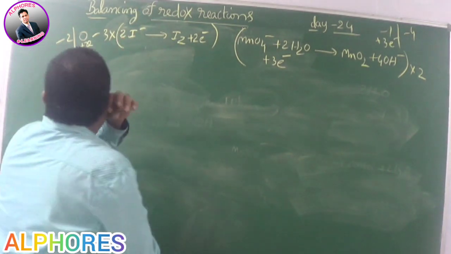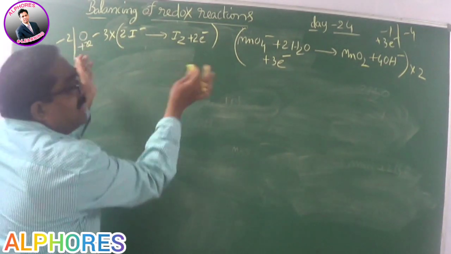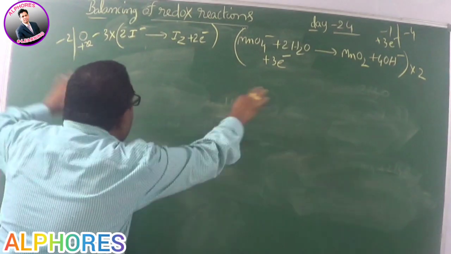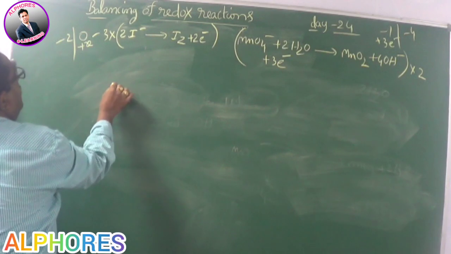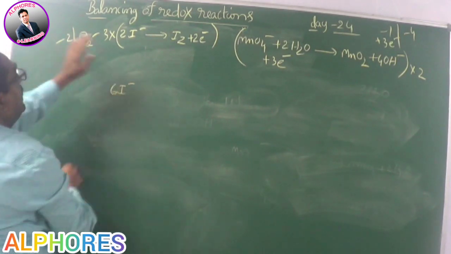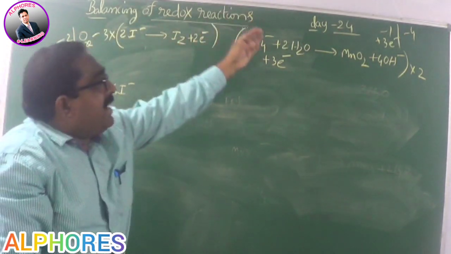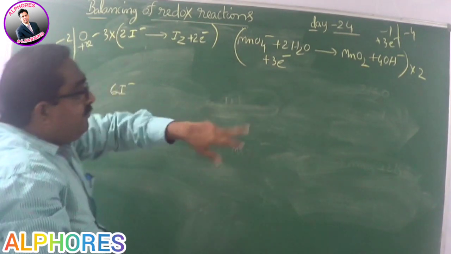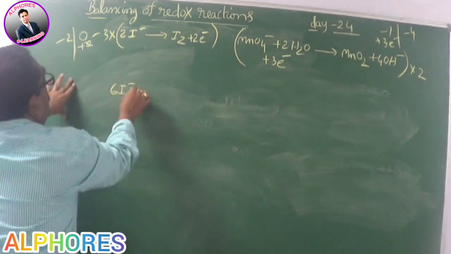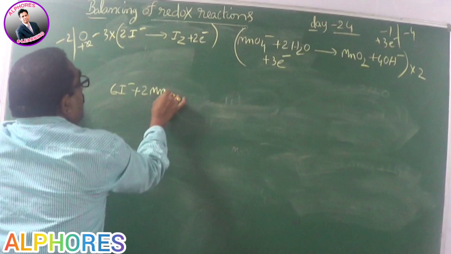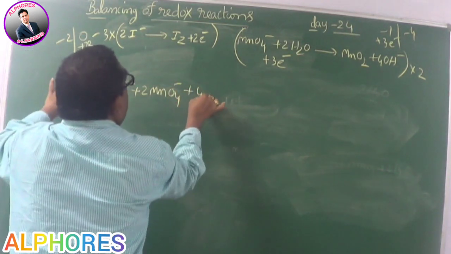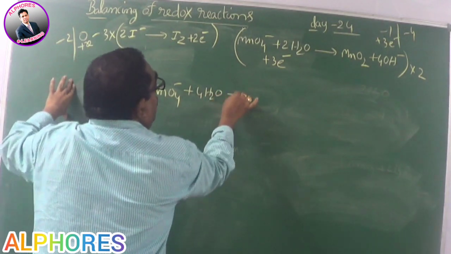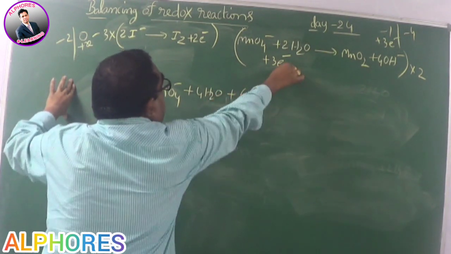Now let me multiply this and add both the reactions. I am going to add after multiplication within the same step. Please concentrate, friend. 3 I am multiplying, 6 I minus. Reactants are over. Now I will take the reactants of the second equation. I have to add, multiplying by 2. So 2 MnO4 minus, 2 into 2, 4 H2O, plus 2 into 3, 6 electrons.